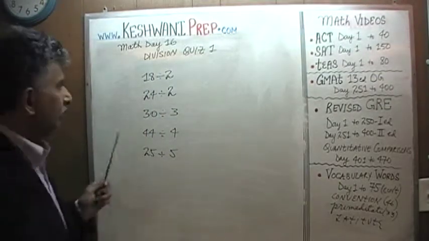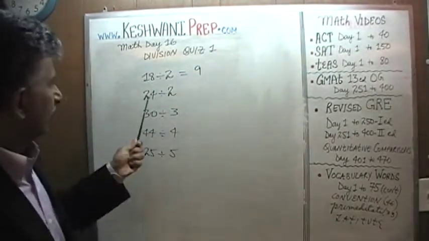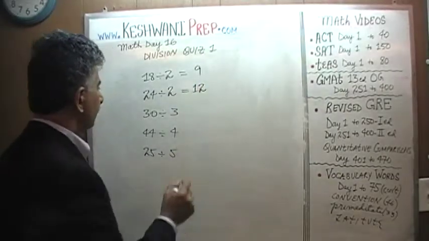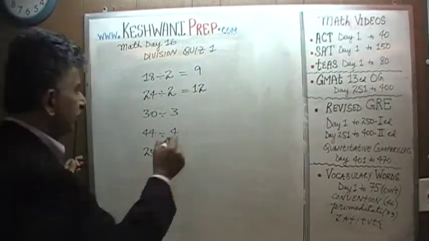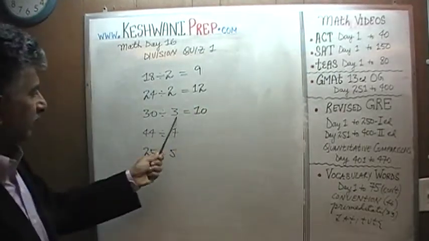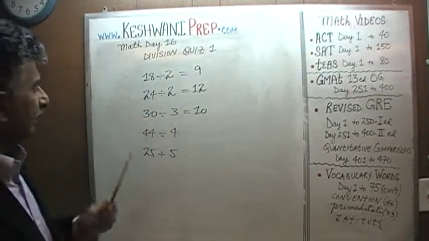18 divided by 2, half of 18 is 9. When we divide something by 2, we're taking half of it. 24 divided by 2 is simply 12. How about 30 divided by 3? 30 divided by 3 is 10, because there are 10 3s. 10 3s are 30. 12 2s are 24. 9 2s are 18.